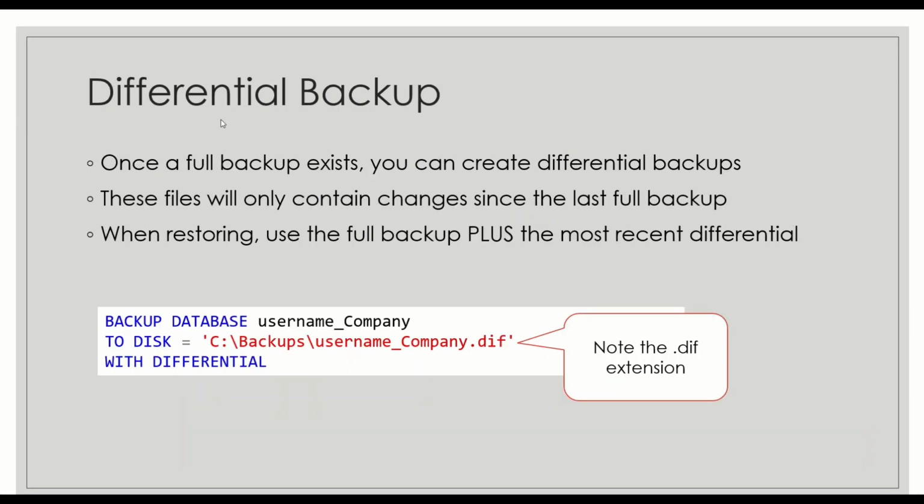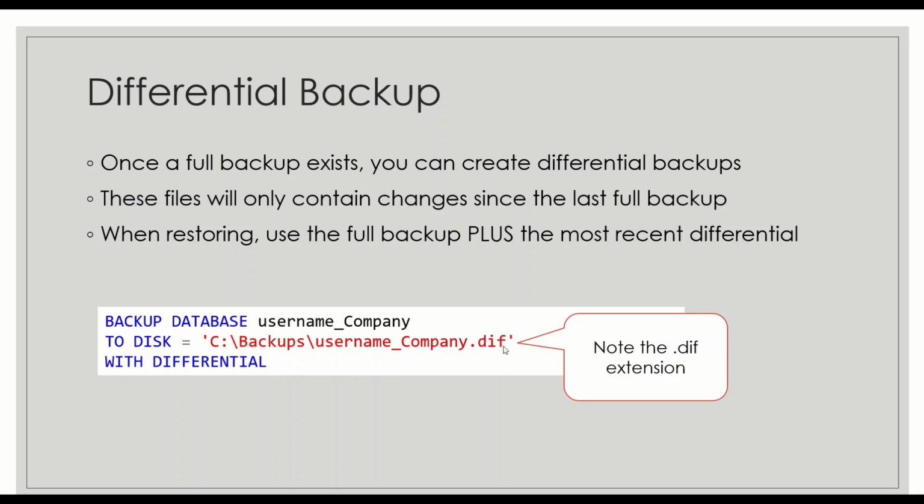Now on the next slide, we'll talk about differential backups. So I've created a full backup, and now that it has been created, we can create differential backups. And I mentioned before that differential backups are just including the changes since the last full backup. When we're restoring from these backups, you would need to use the full backup first, plus the most recent differential backup. When you create a differential backup, it is an extremely similar command, the same backup database to disk, and you can give the file a name.